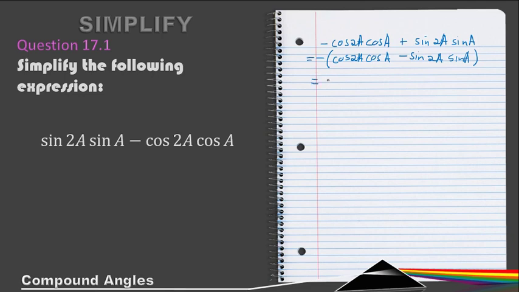So we have the negative in front. This inside here is cos, whereas this is my first angle, which is 2a. And then cos changes the sign, so this becomes plus, and then this is a. So this is just negative cos 3a.